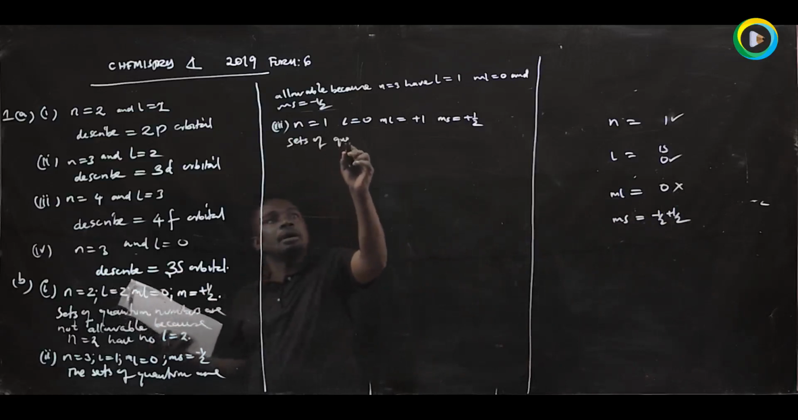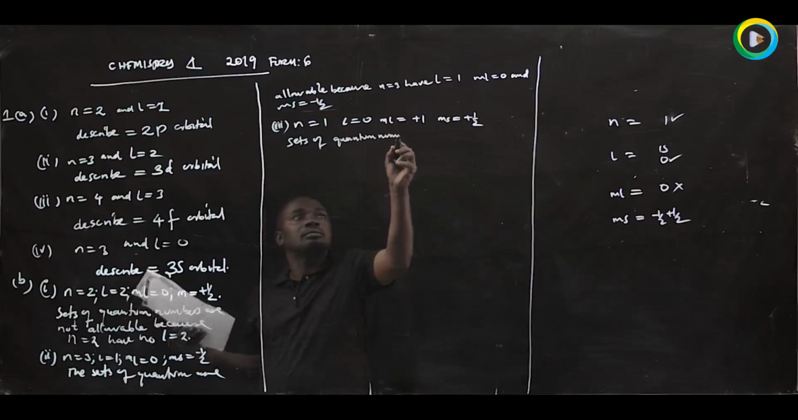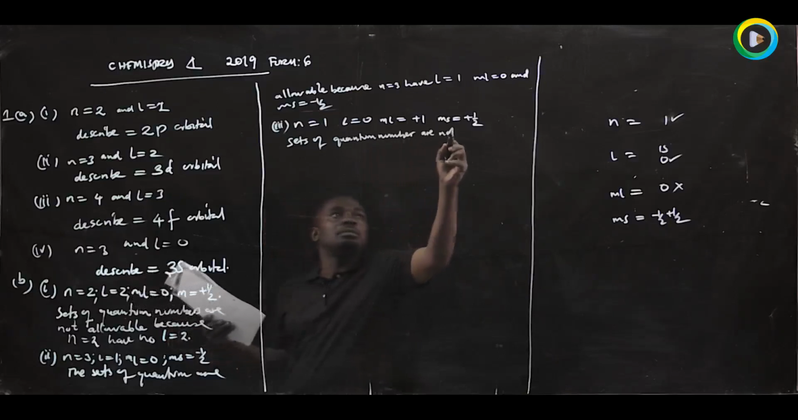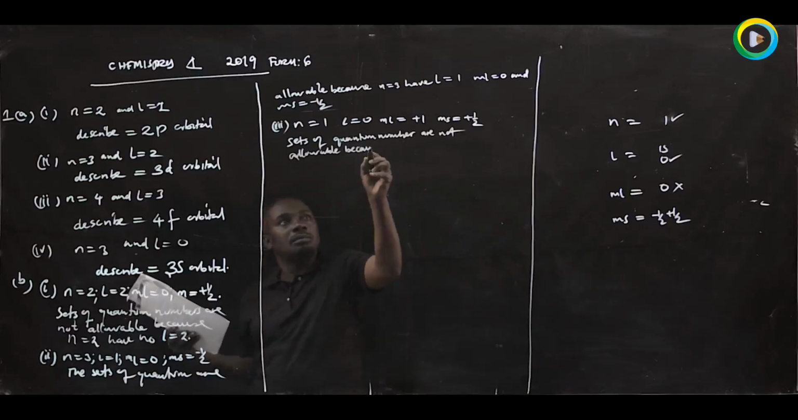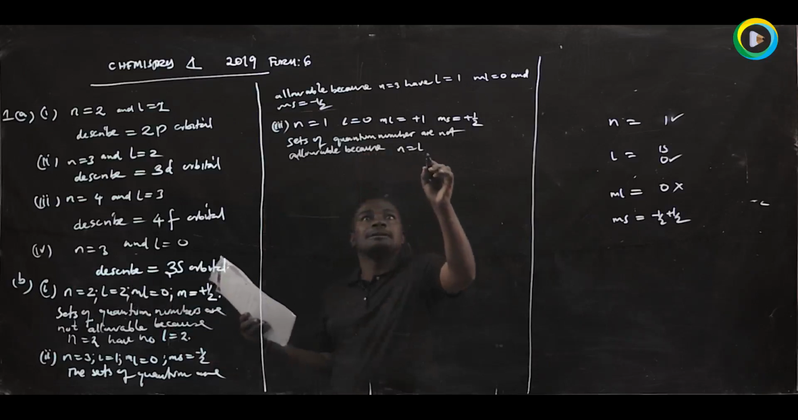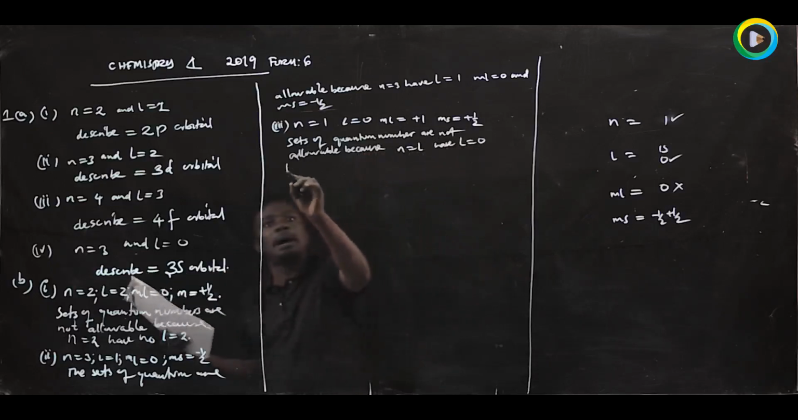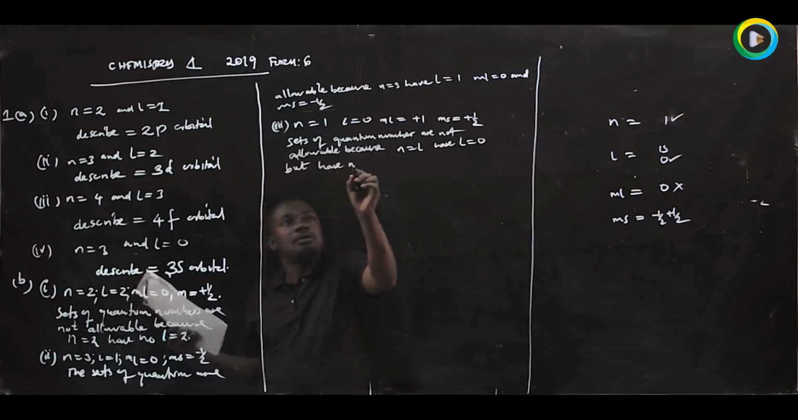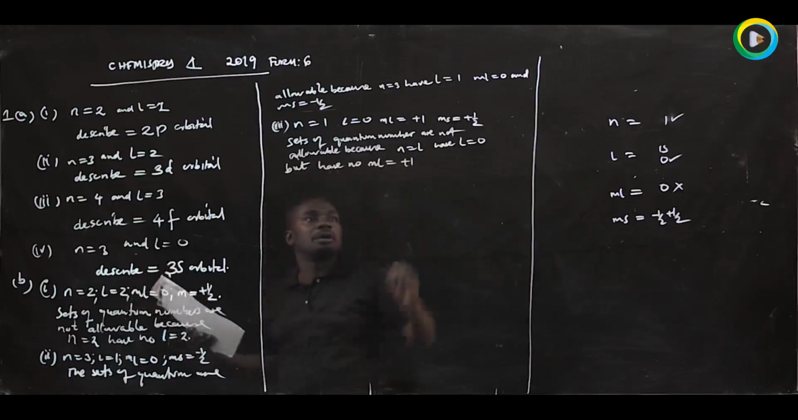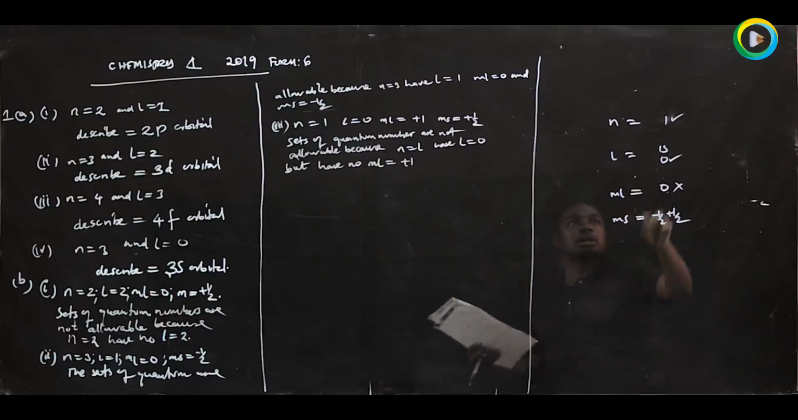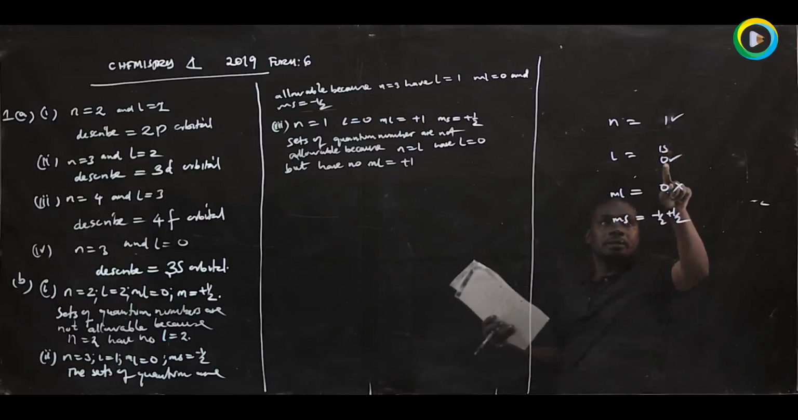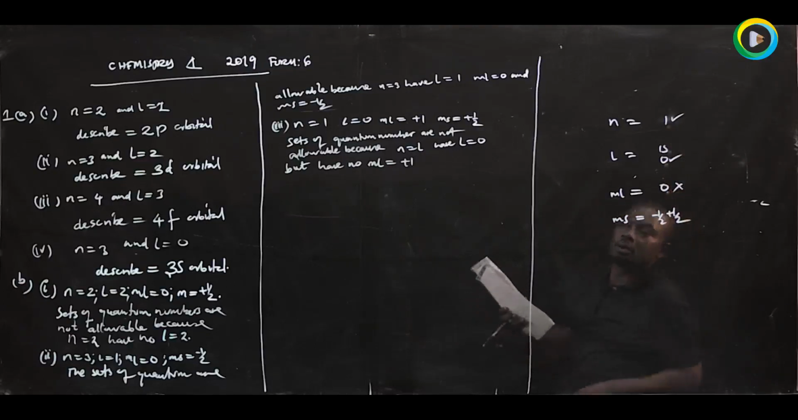The set of quantum numbers is not allowable, because n is equal to 1 has l equal to 0, but has no m_l equal to +1. There is no m_l equal to +1 in the first shell. The first shell has one subshell called 1s, whose value is 0. It has one box or orbital with value 0, and it has two electrons.